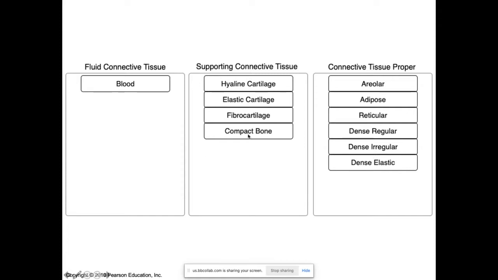And then we have compact bone that had the osteon, the concentric lamellae, the osteoblast that made the matrix. Then that immature bone cell became an osteocyte when it got trapped in its matrix, and the osteocyte was in the lacunae. The hole in the middle was called the Haversian canal or central canal, where the artery, vein, and nerve were. Fluid connective tissue is blood and lymph.